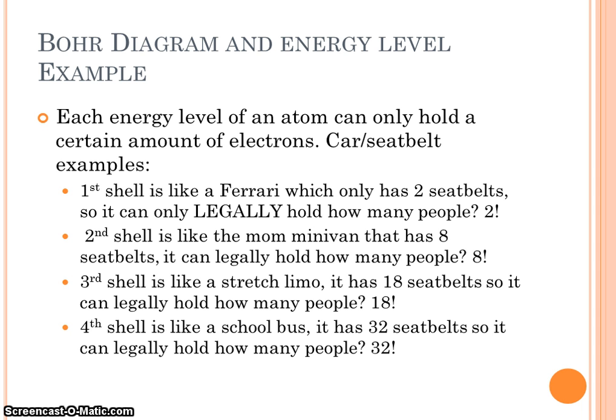So if you get confused about the energy levels of an atom and how many each energy level or shell can hold, it might be helpful to come back to this example to remember that 2, 8, 18, 32. It might be helpful to think of it as cars and seatbelts and how many each one can hold.